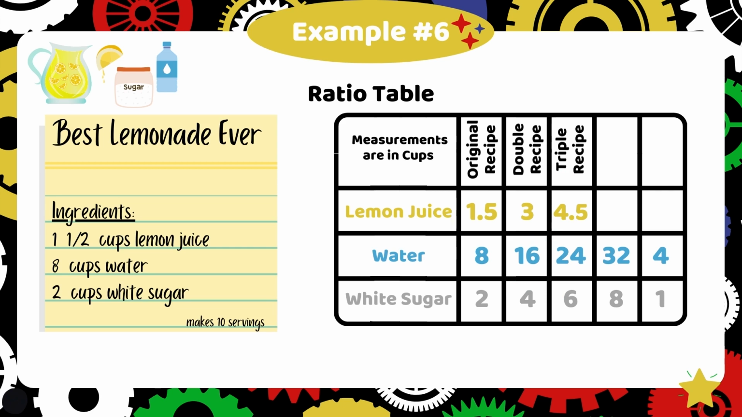There are several ways you could figure out the last 2 boxes. Look for patterns. How do you get from 8 to 32? Or from 8 to 4? Or from 16 to 32? Or from 16 to 4? Or from 2 cups of sugar to 8 cups? Or from 2 cups to 1 cup? There are lots of ways that you could do this.